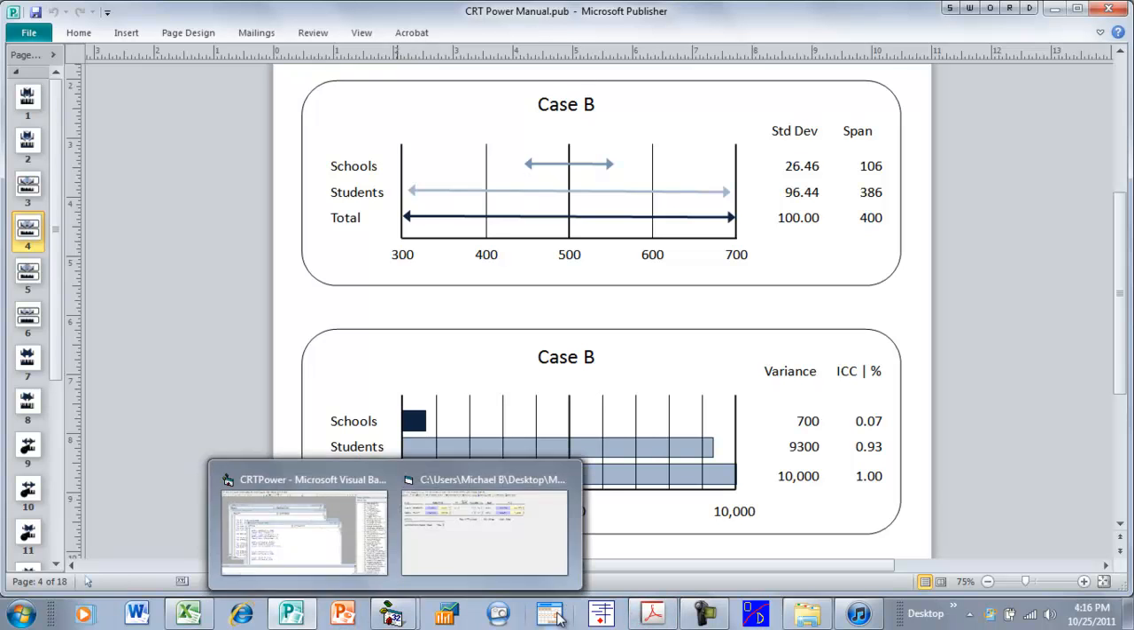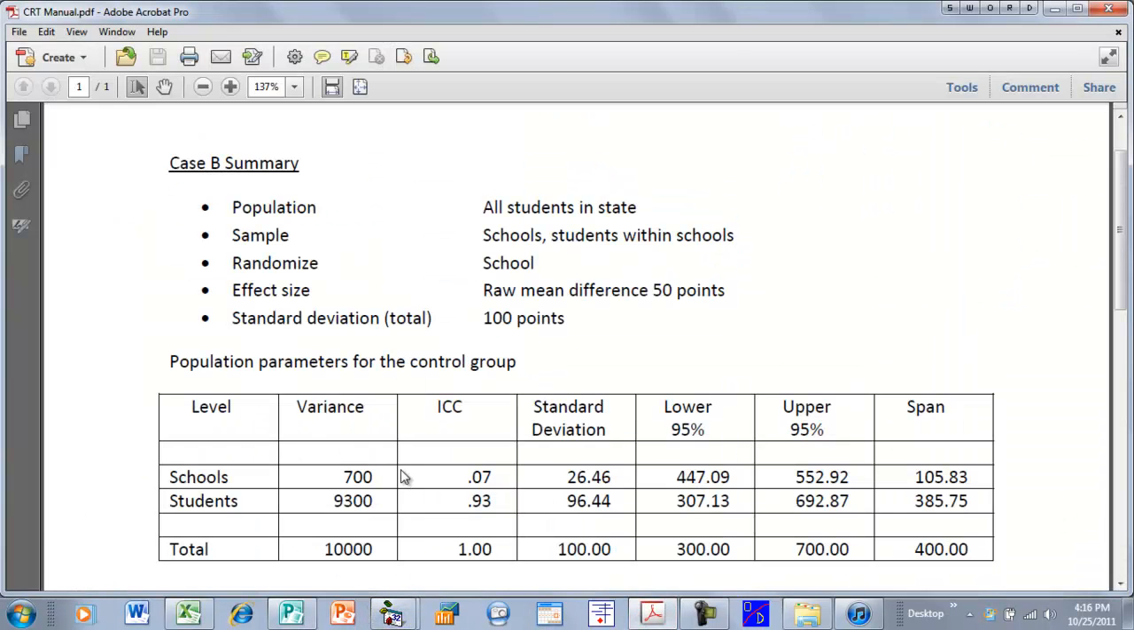And the last thing I want to do over here, I was using approximations of the numbers, but we have a table that gives the numbers exactly. We can see, for example, that the span of the school means goes from about 447 to 552, which is a span of 106 points, and that the span of the student scores within a school would go from about 307 to 692, which is a span of about 386 points. And finally, of course, the standard deviation for students across schools is 100, reflecting a range of about 300 to 700, or a span of 400 points.